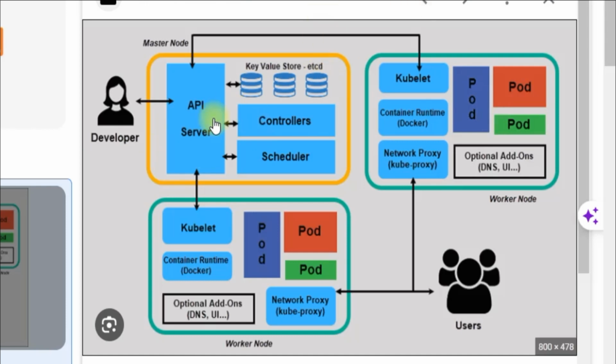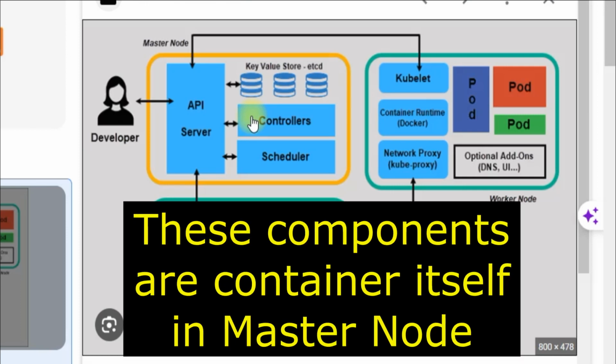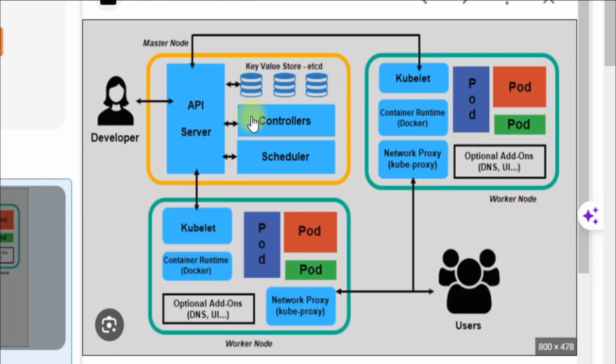And whatever components you are seeing here, like API server, controller, scheduler, and key value store, that is our etcd, whatever you name it. These are the four main components of your master node. Here you can see kubelet, container runtime, and network proxy. These are the main components of your worker node. And whatever components you are seeing on your master node, again are containers themselves inside the master node. So how will it be? It will not be a different type of component. It's a container inside your master node.